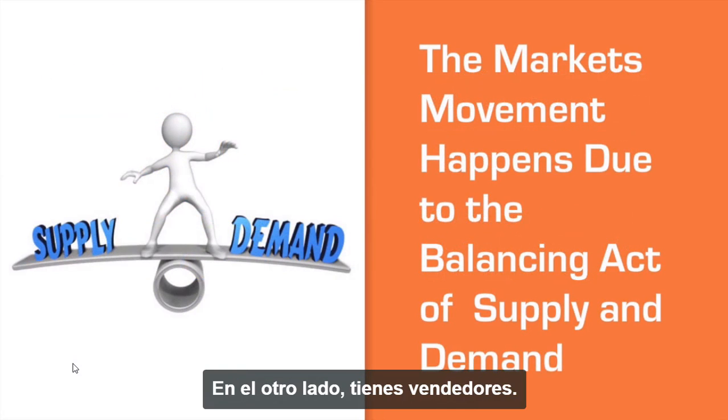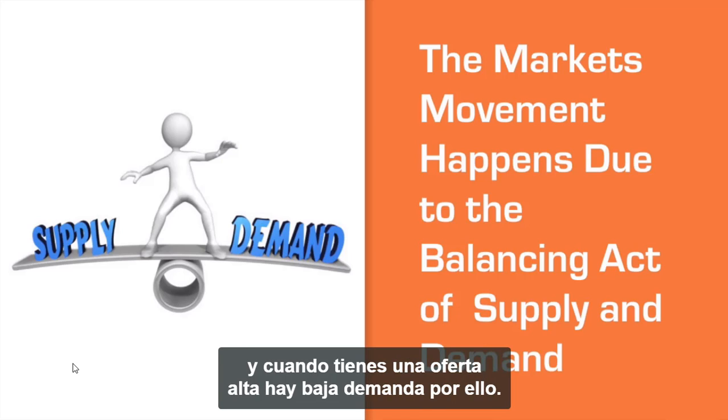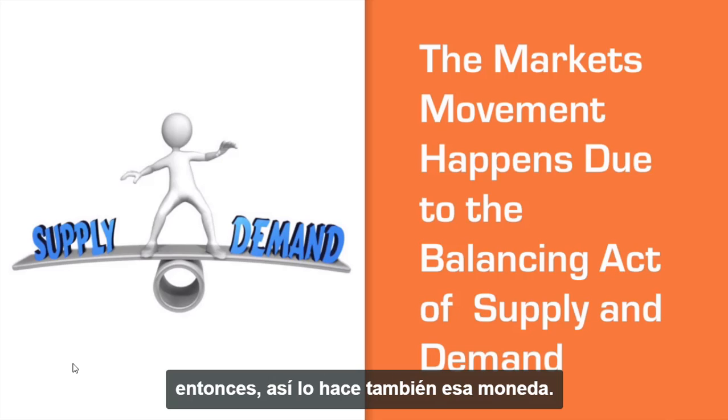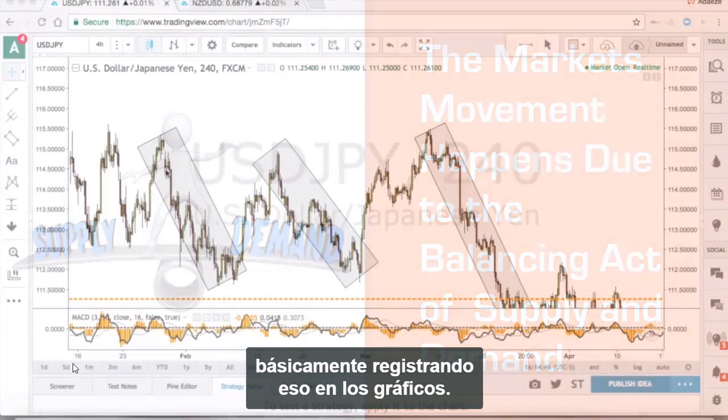On the flip side, you've got sellers. When you have sellers, they cause the exchange rates to fall. Why? Because they're flooding the market with a supply. And when you have a high supply, there's a low demand for it. So as the demand of that currency falls, then so does the value of that currency. So as people place plenty of sell orders, they're causing the value of that currency to go down, and the market is recording that on the charts.